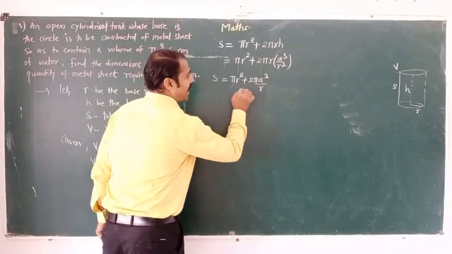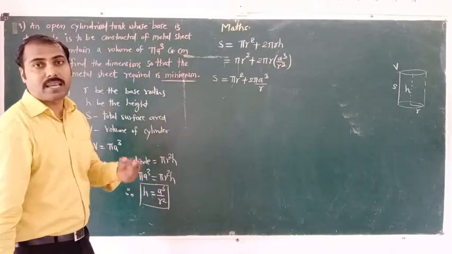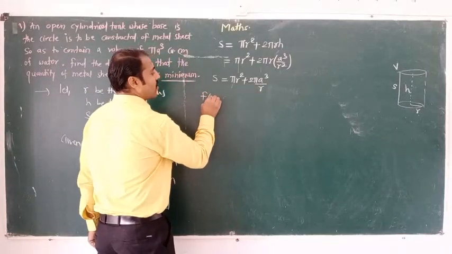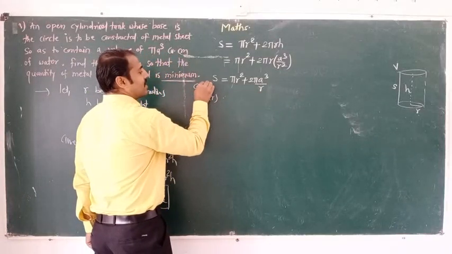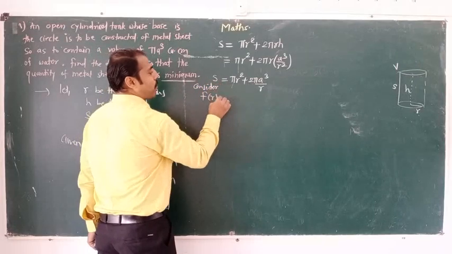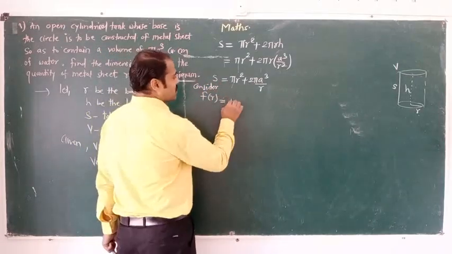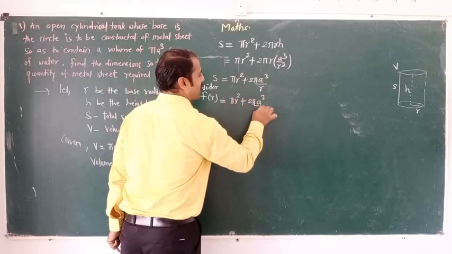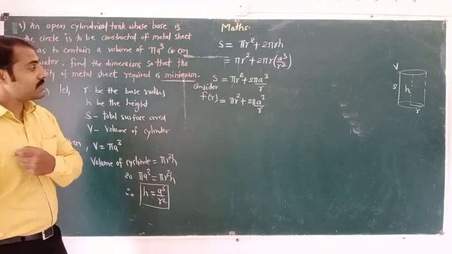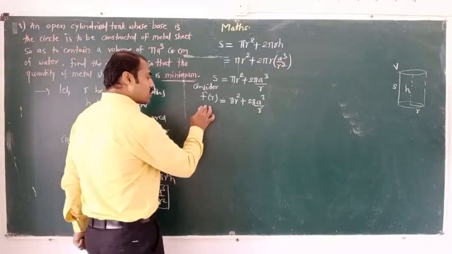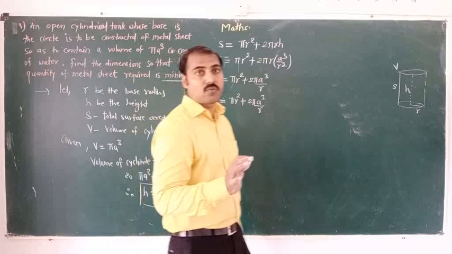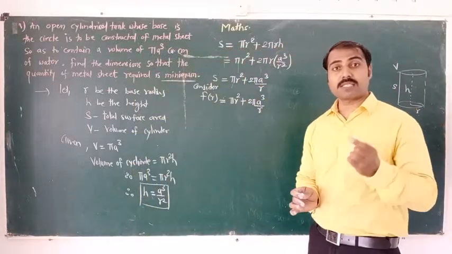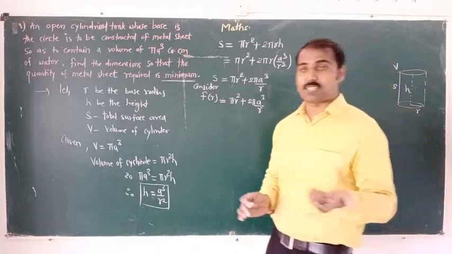Since the RHS is in variable r and a is constant, I can consider S as f of R, a function of R, which is equal to pi r square plus 2 pi a cube divided by R. Now, here is the function. What are the steps to find the maximum or minimum value of the function? The working step is to find f dash of x and f double dash of x.